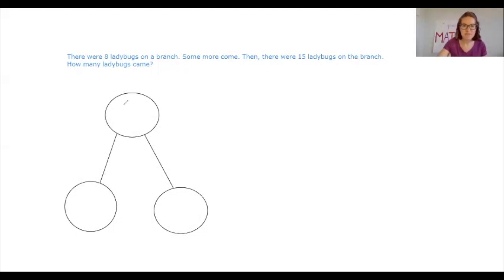15, good. So put 15 in the top of your number bond. Just like that, awesome. So 15 is our total. What are our parts? Remember, part, whole. We know our whole is 15. What parts do we have? Good, 8. At first there were 8 ladybugs on the branch. So we need to figure out how many more ladybugs came over.